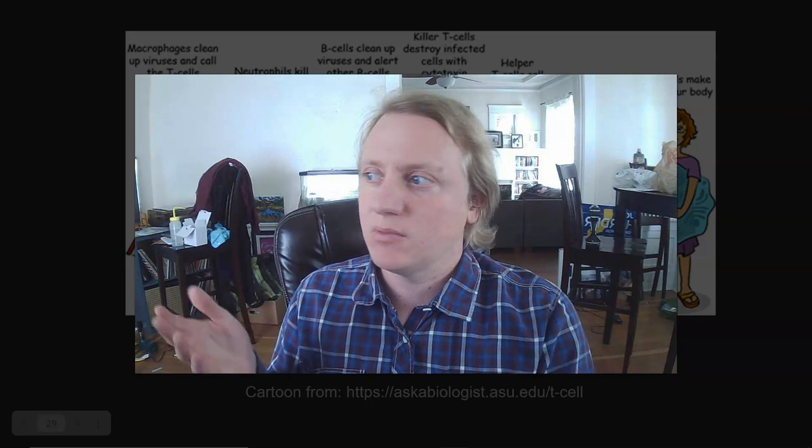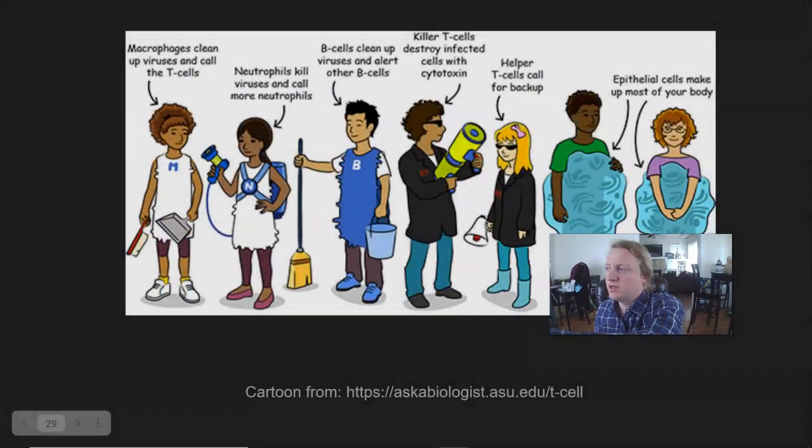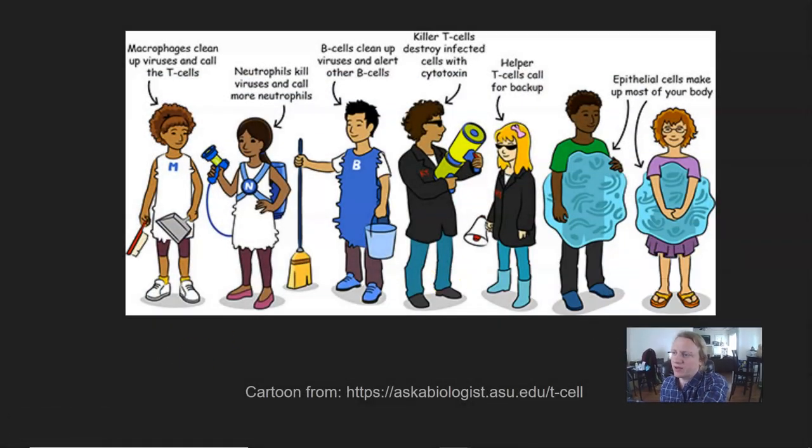Okay, so we're talking about vaccines still, as well as the immune system. Let's continue. So I found this little cartoon that I thought was kind of helpful and maybe amusing. It says here, macrophages clean up viruses and call in T cells. You can see there's the person with the dustpan.